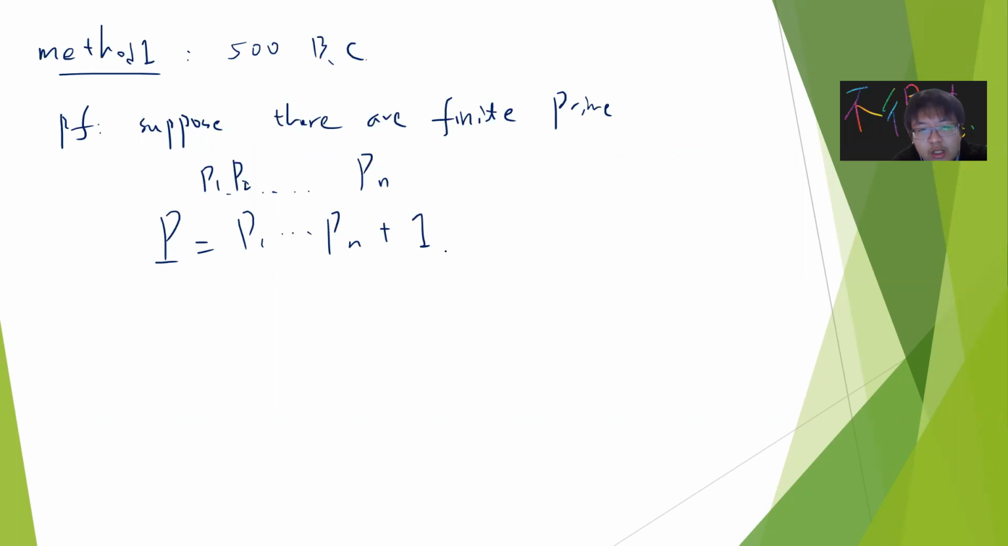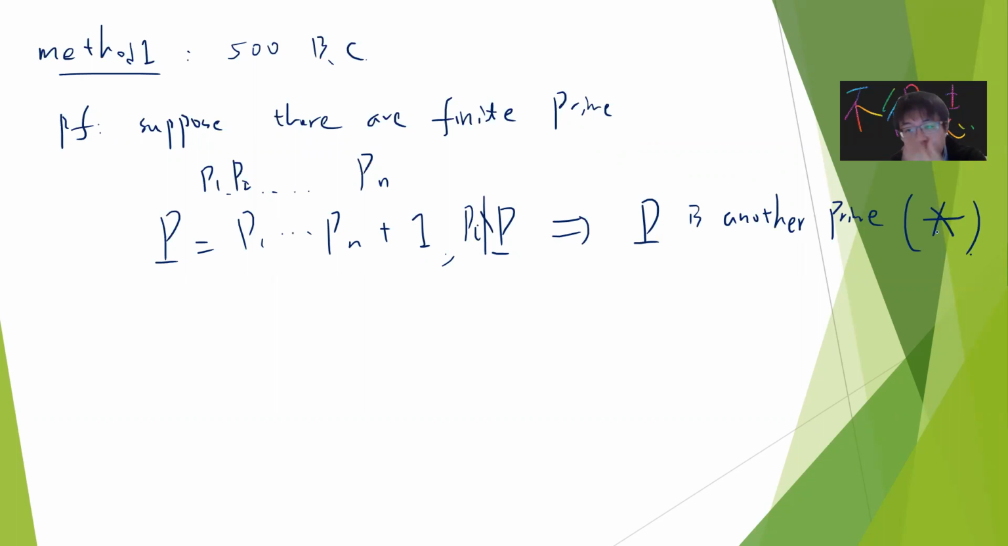Obviously every Pi does not divide P, because if you divide P by Pi, the remainder is 1. Which proves that P is another prime. So, contradiction. This proof is so beautiful that no one can beat it. It's so amazing.